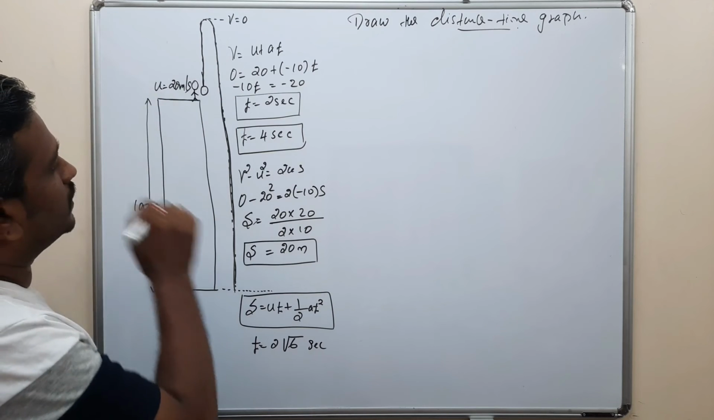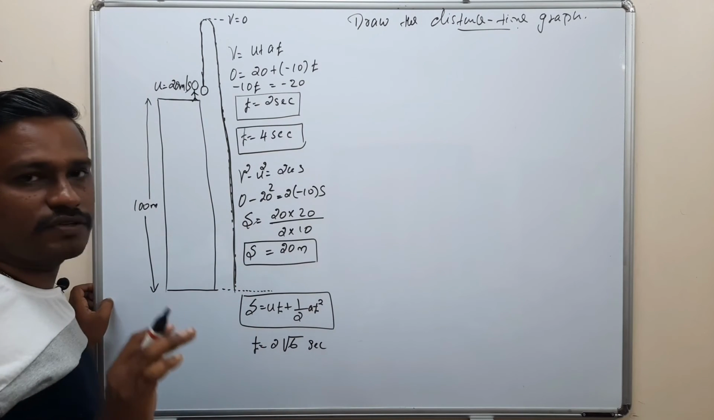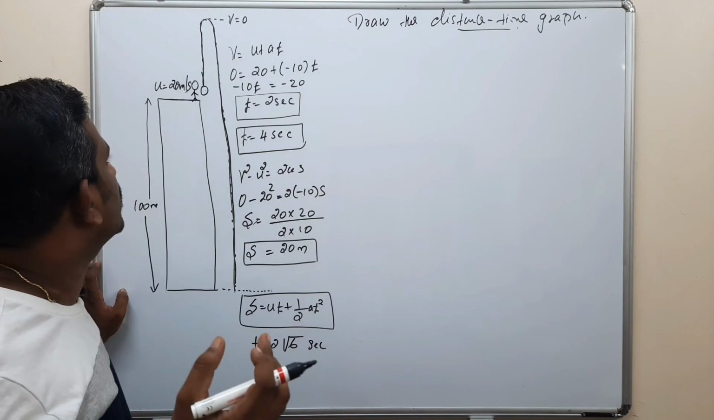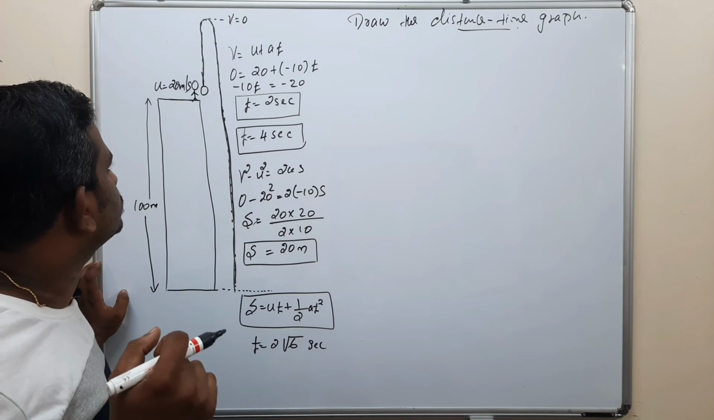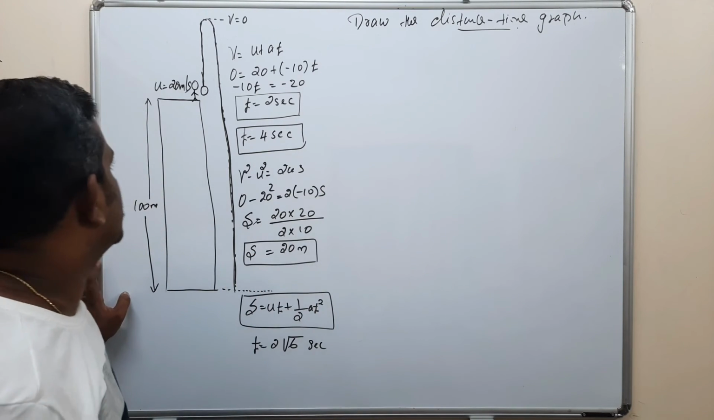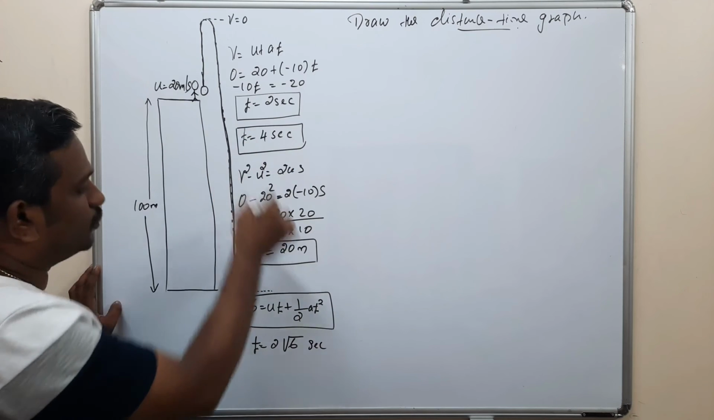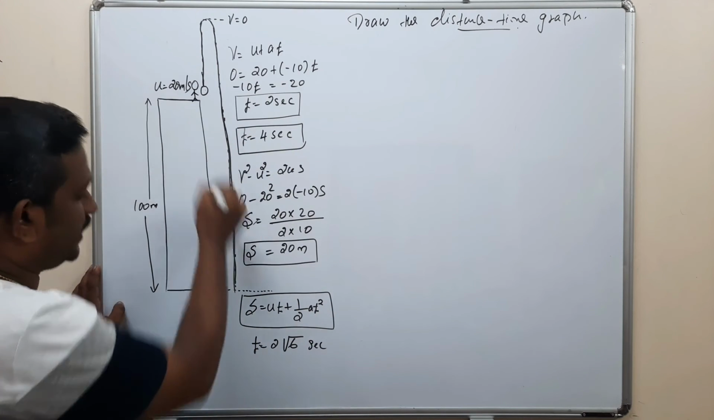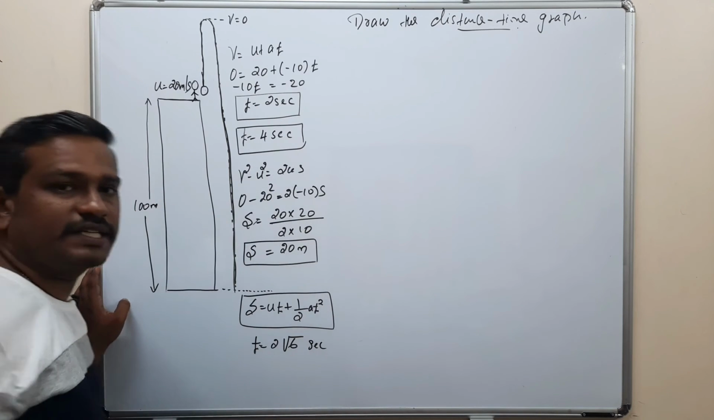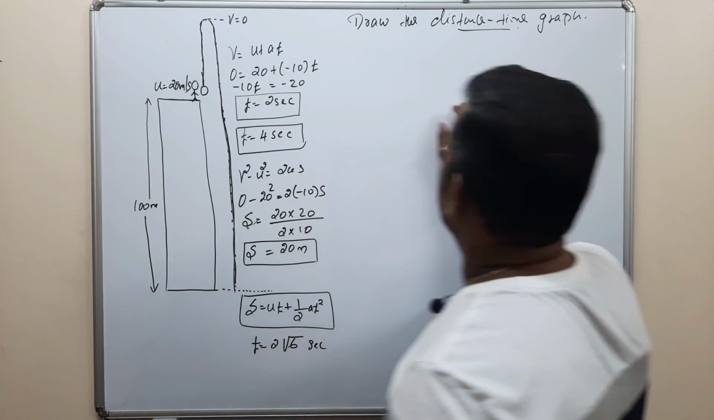So how to draw the distance time graph? When time t is equal to 0, distance is equal to 0. When time t is equal to 2 seconds, the distance traveled by the ball is s equal to 20 meters. When time t is equal to 4 seconds, the distance traveled by the body is 20 plus 20, that is 40 meters. When time t is equal to 2 root 6 seconds, the distance traveled by the body is 40 plus 100, that is 140 meters. So according to that we have to draw the graph.